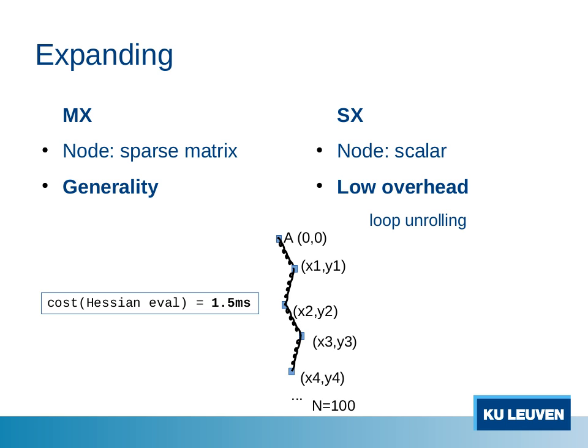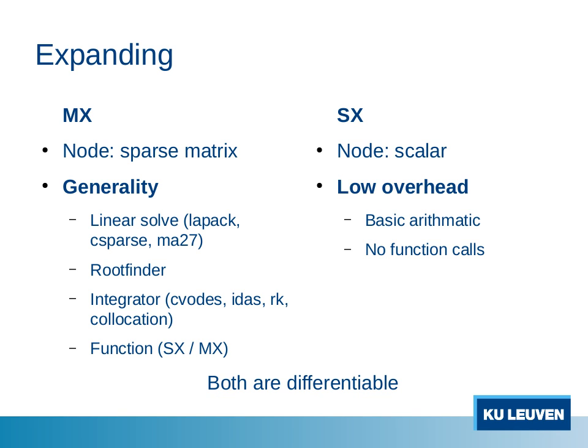Let's look at some numbers. Let's take this physics problem with the multiple point masses, 100 of them. The cost to evaluate one Hessian for mx would take, in this example, 1.5 milliseconds. For sx, it would take a lot less. So this is an effect you often see. mx has advantages. Because it's general, you can insert nodes that do a linear solve of a system, or a root finding problem, or an integration, or the expression graph functions that we showed before. For sx, it's just basic arithmetic and no function calls at the moment.